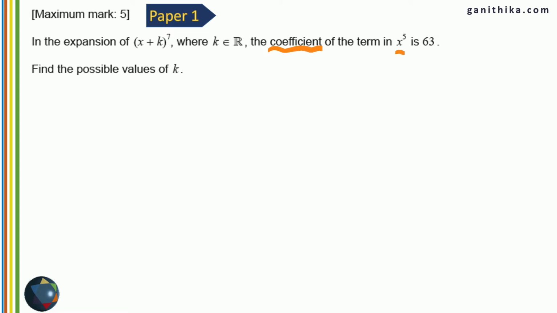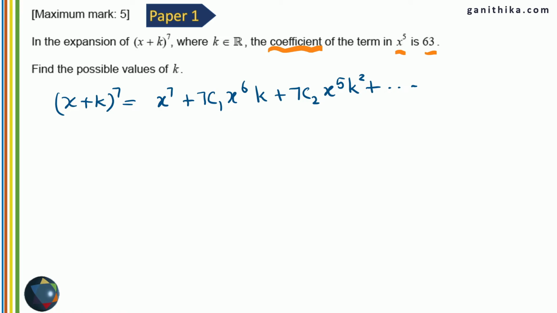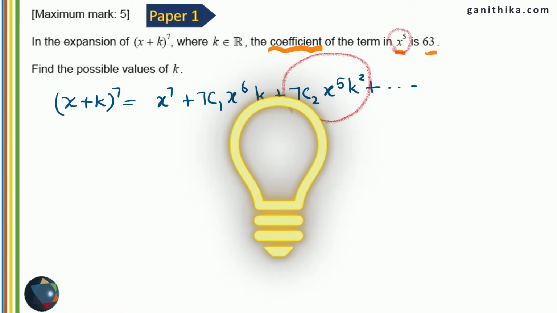The coefficient of x to the power of 5 is equal to 63 is the condition given in the question. We have to find the possible values of k. And since x plus k power 7 is a simple linear expression inside the bracket, we will expand this using the binomial expansion, and we'll stop here because we just wanted the x to the power of 5 term. So we don't write the remaining terms.